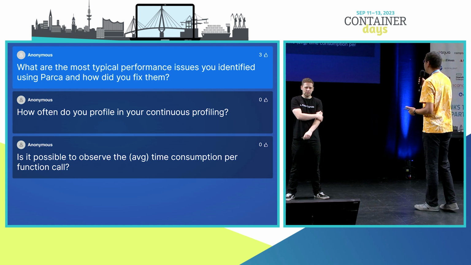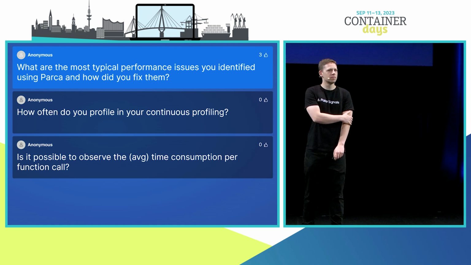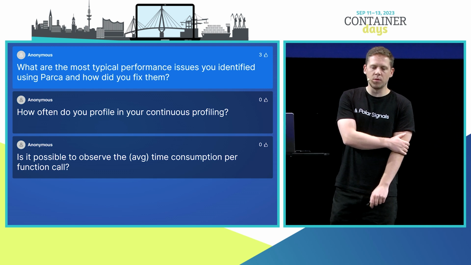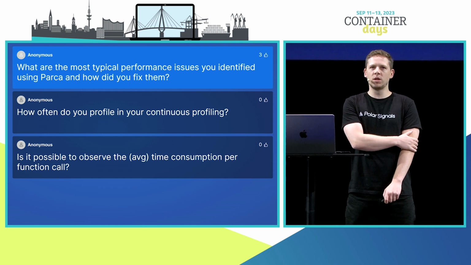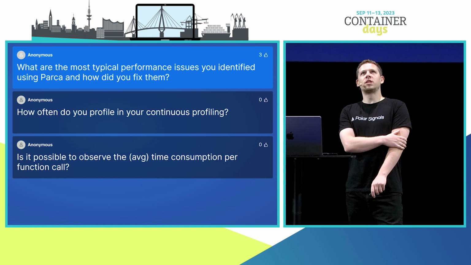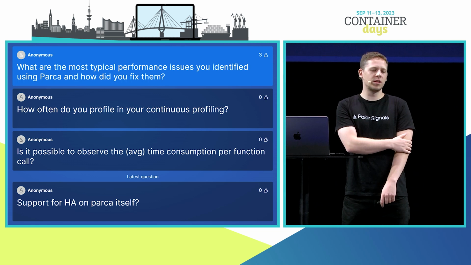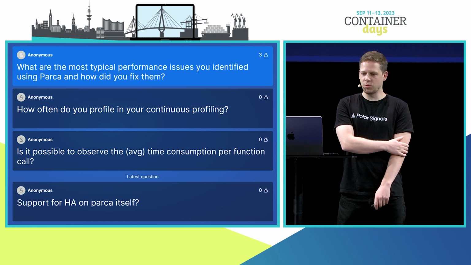What are the most typical performance issues you identified using Parca, and how do you fix them? Yeah, I think the most typical ones are actually memory allocations. That is something until you start profiling your programs, you don't even realize, like we always learned in university, in school, or wherever, right?